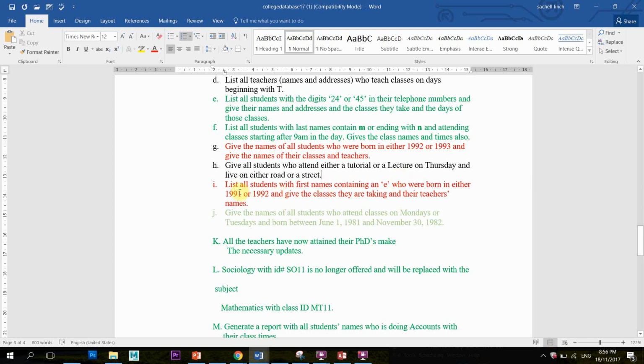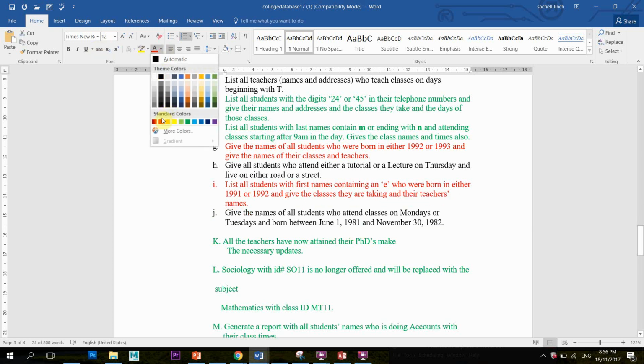And you can do the same thing for this example. List all the students with names containing E. The only thing is you're going to wildcard E, and then you put the range. Alright, so I would want to try this one. I'm going to make it red. J. So let's work out J.